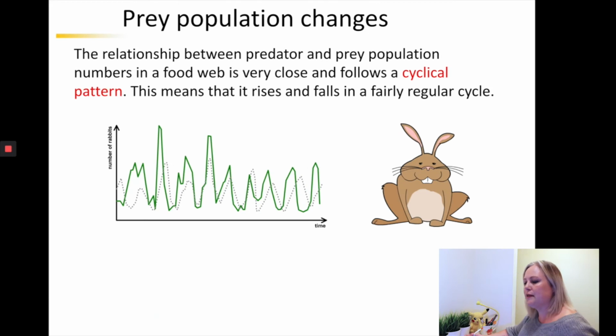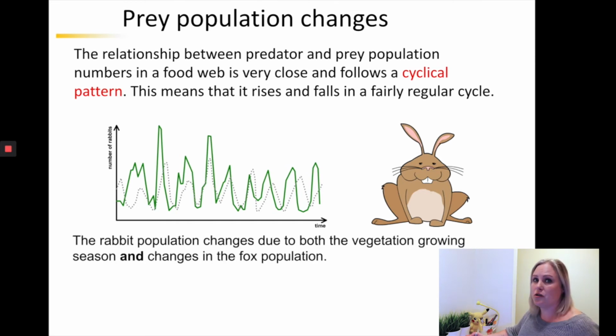Okay, so let's have a little look at the prey populations. So this here is a graph of the prey populations. You'll notice that it goes up and down. The population, the number of rabbits in a certain area, so a population is about the number of animals of that species in a certain area, the population rises and falls. And it's cyclical, you'll notice it goes up and down, up and down. So why does that happen? Well, it happens for lots of reasons.